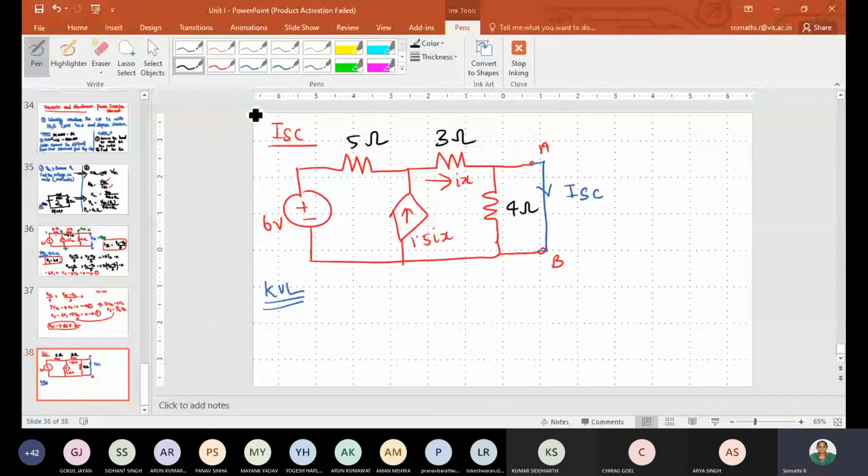And short circuit current, meaning when an element is short circuited, you don't have any resistance. Your resistance is 0. Am I right? So whatever Ix that is flowing, it won't flow here. Current always takes the least resistance path. Do you agree? So you won't be having this 4. So your circuit will be like this now.